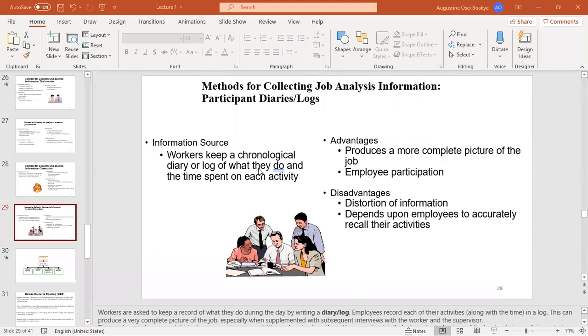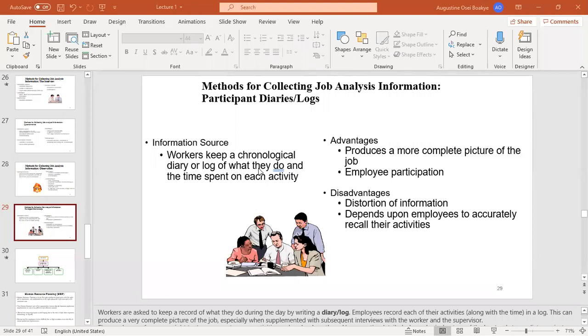Then at another point in time, another customer walks into the building to make inquiries. Then the security records this down, and so on and so forth. So the basic tenets of the use of diaries is that the job analyst shares diaries or logbooks to the employees and tasks them to chronologically record all their daily proceedings as far as their job is concerned.